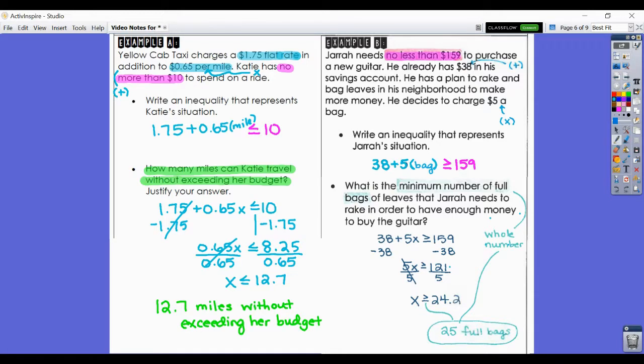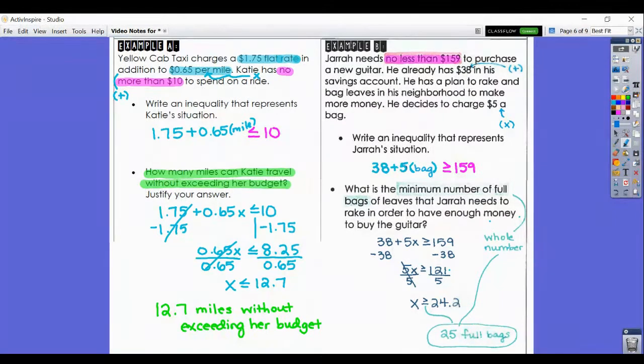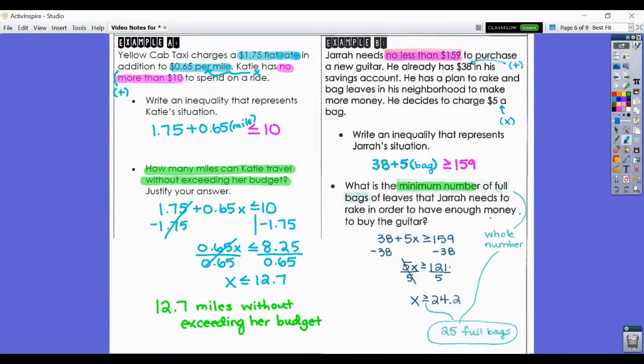That gets us 159 minus 38, giving us 121, where we divide by 5 on each side to get x is greater than or equal to 24.2. It's important to answer the question at hand when we're given a word problem, which is: what is the minimum number of full bags? So right away, I know that it has to be a whole number and it has to be greater than or equal to 24.2. So that's why I round all the way up to 25 full bags.